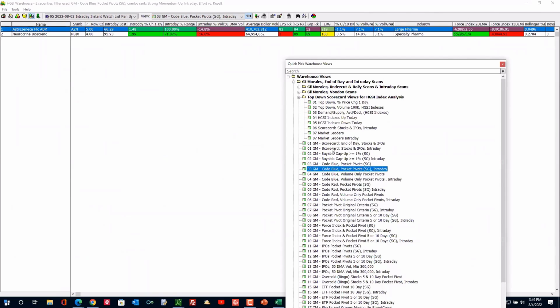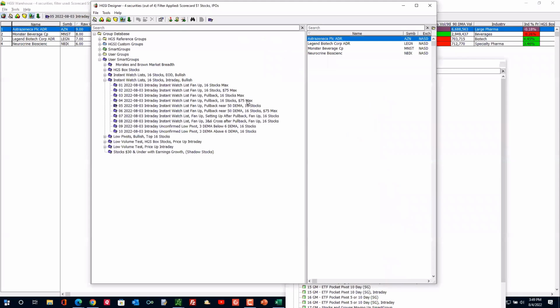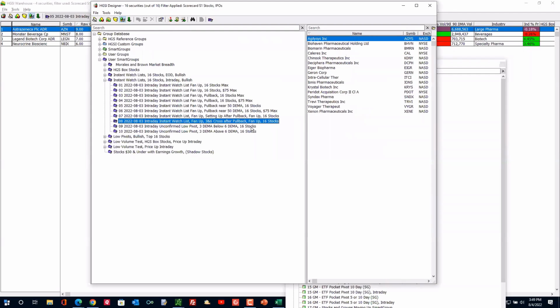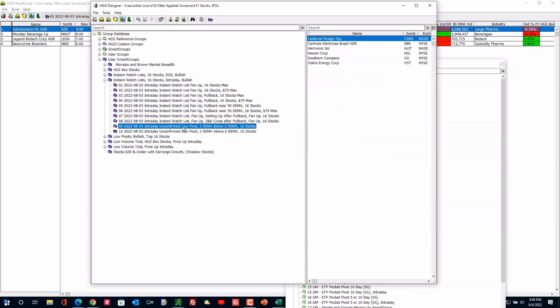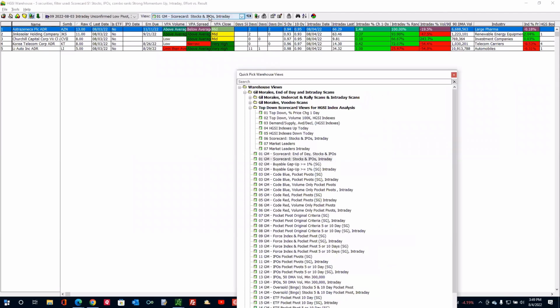What I want to do is see, these are pullbacks. Only 4 stocks appeared in that. So those are pullbacks. These are setting up after a pullback, 16 stocks. And this is the unconfirmed low pivot. These are unconfirmed, which means you have to see what they're doing intraday. This is intraday. They were unconfirmed low pivots.